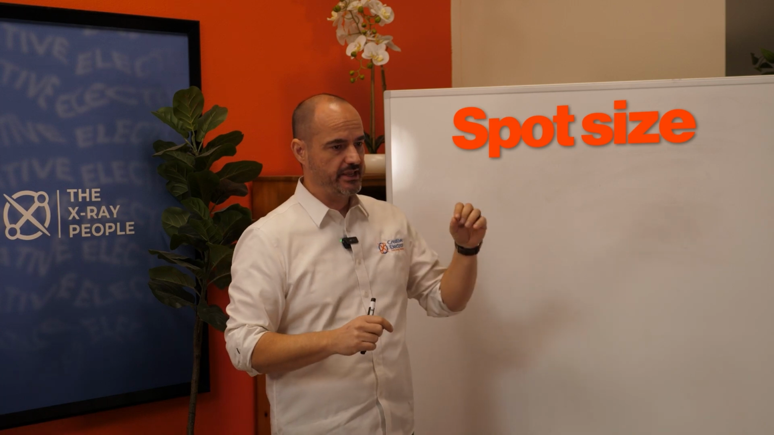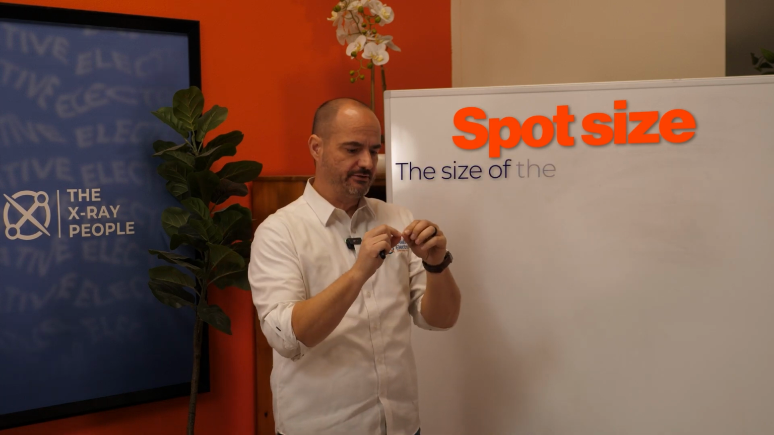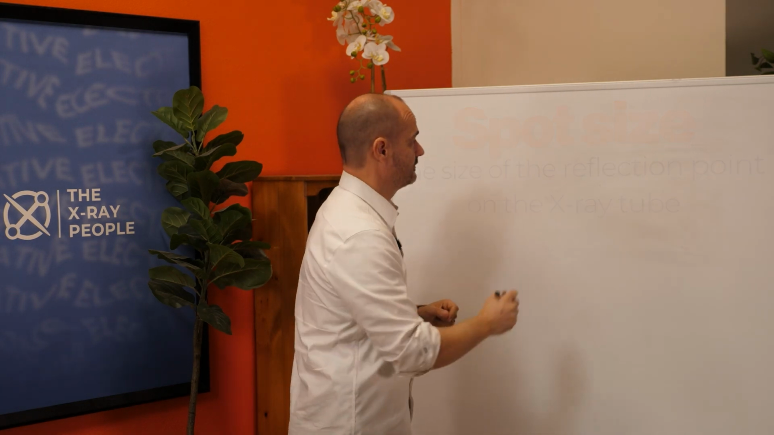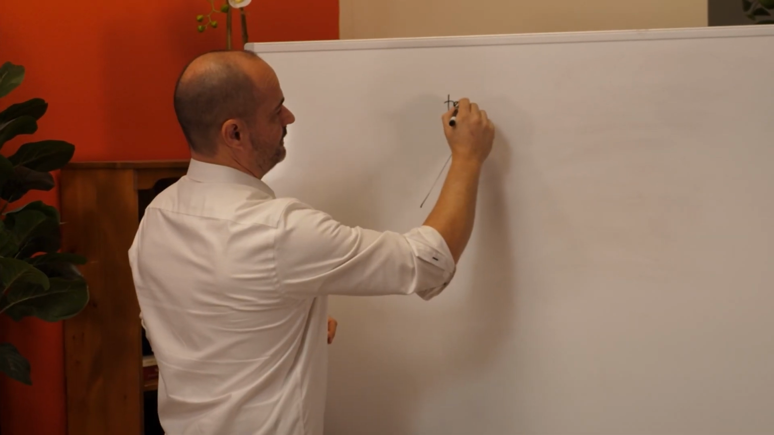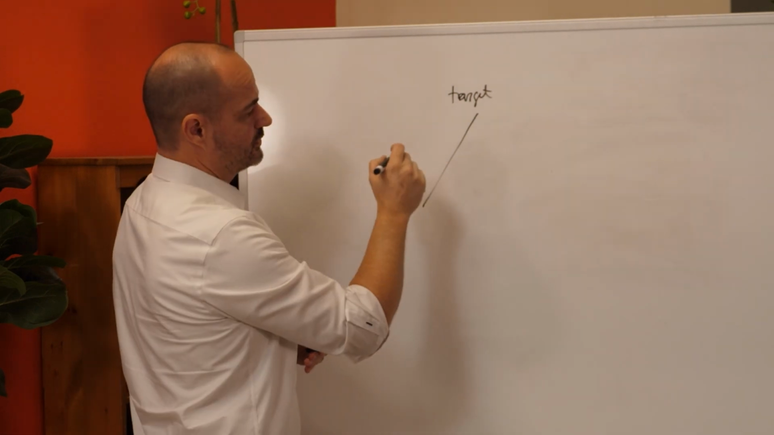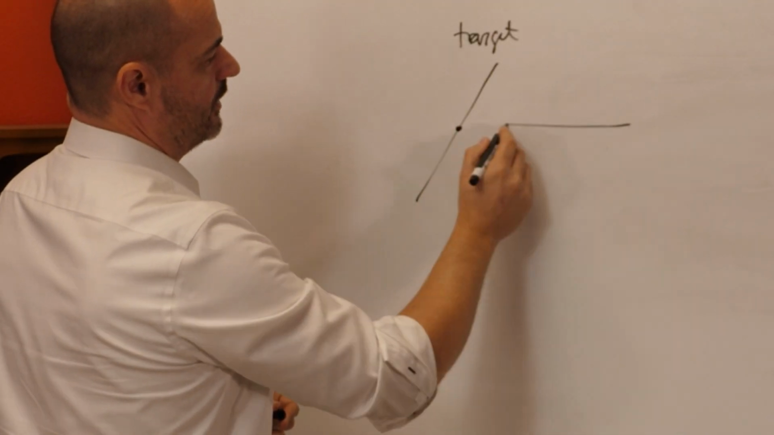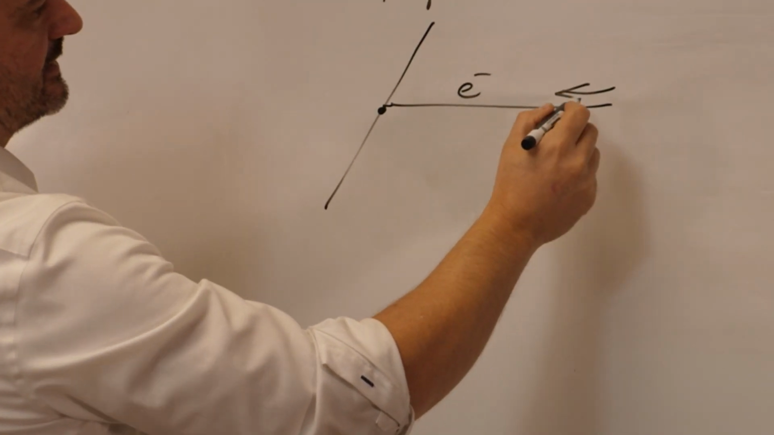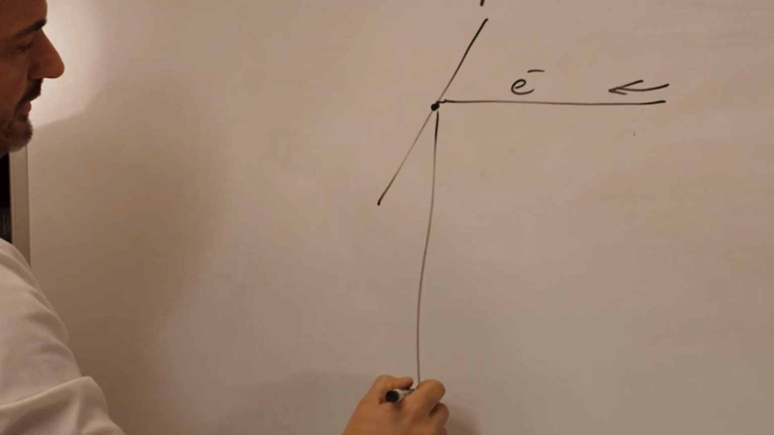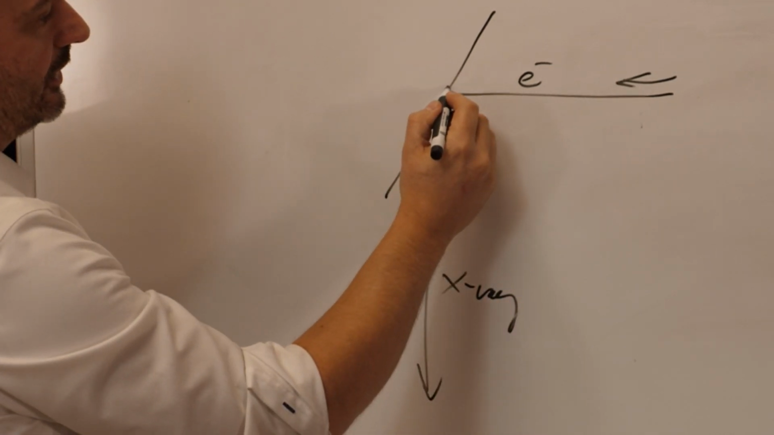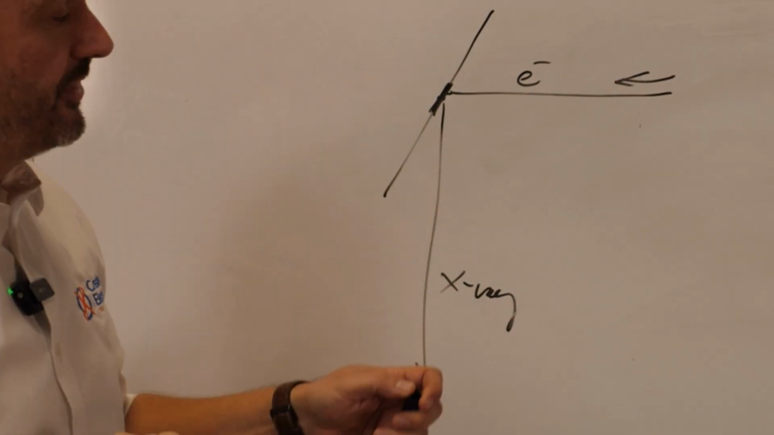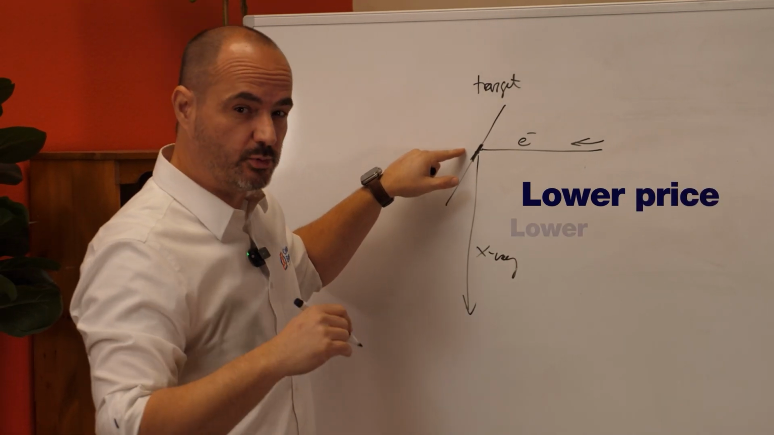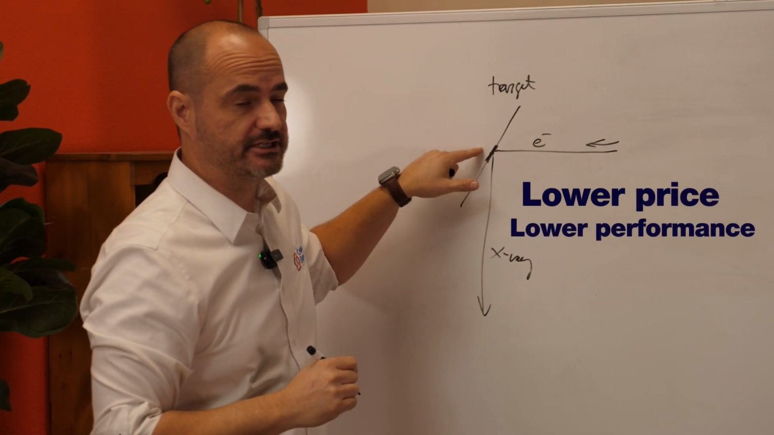The first one we're going to talk about is the spot size. Spot size is the size of that reflection point on the X-ray tube, specifically on the target. So if this is your target of your X-ray source, the focus spot size is a really tiny spot where the X-rays are created by the reflection of the fast approaching electrons that hit the target and create X-ray photons. The larger this spot size, for the most part, the lower the price, and lower is also the performance of the X-ray tube.